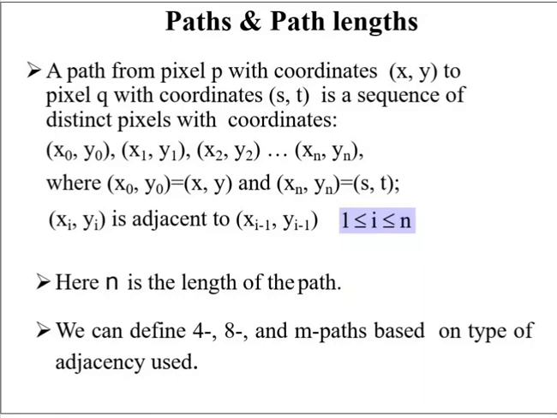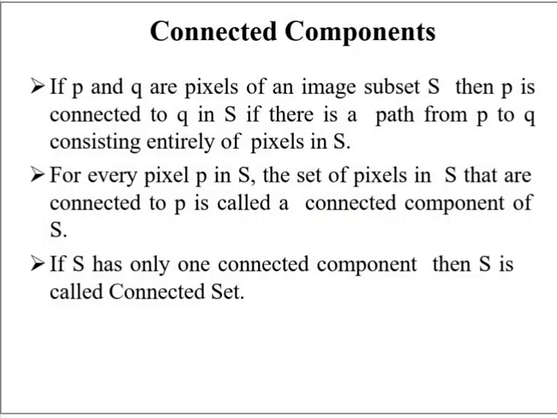Then our next topic is regions and boundaries. A subset R of pixels in an image is called a region of the image if R is a connected set. The boundary of region R is the set of points that are adjacent to points in the complement of R. Said in another way, the border of the region is the set of pixels in the region that have at least one background neighbor. Here again, we must specify the connectivity being used to define the adjacency.